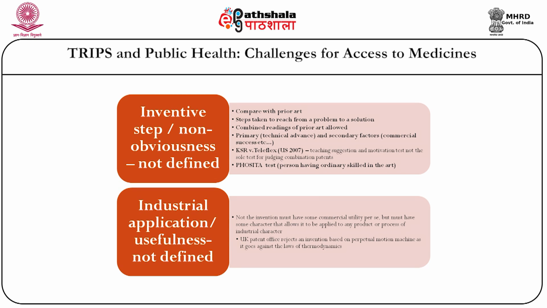Now, one of the early cases decided in the UK was one wherein an invention relating to a perpetual motion machine was rejected by the patent office for lack of utility or industrial application, because this perpetual motion machine and the idea of it ran contrary to the principles of thermodynamics.